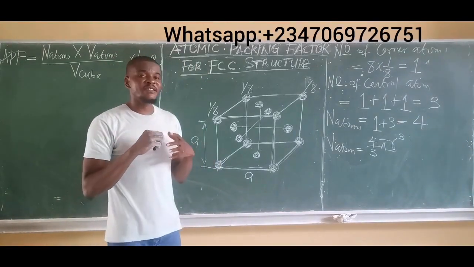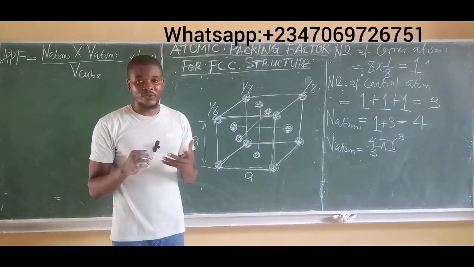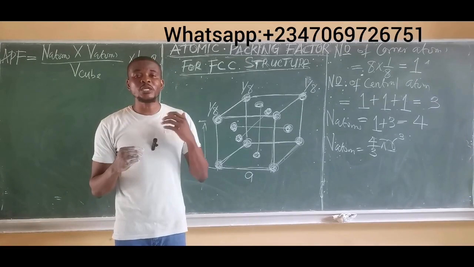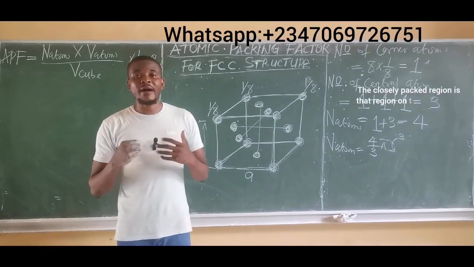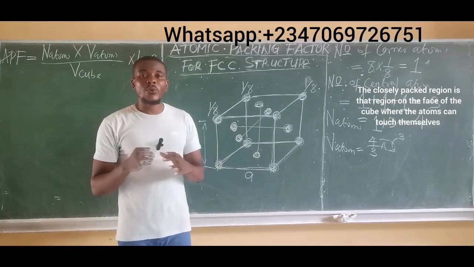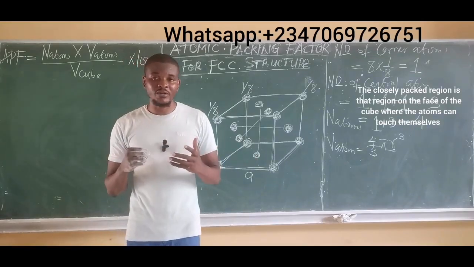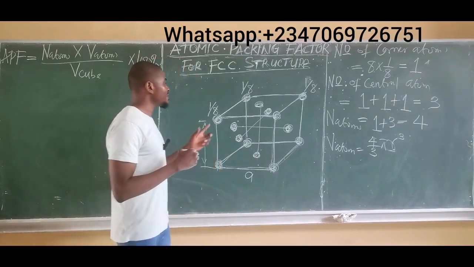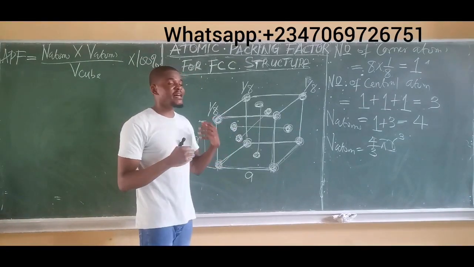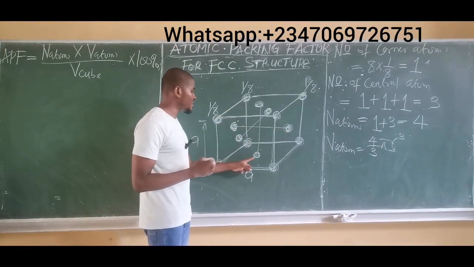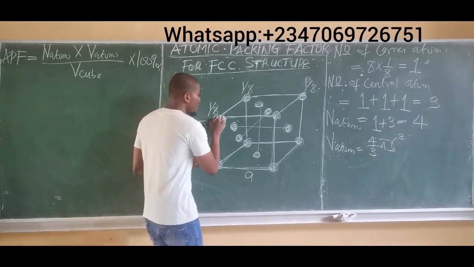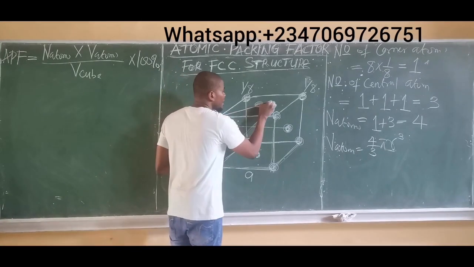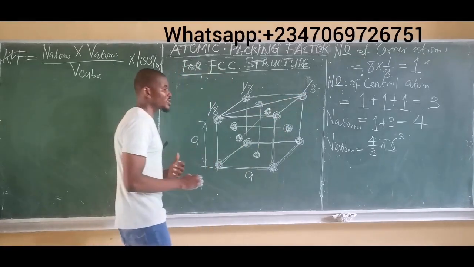Now, we need to express the lattice parameter as a function of the radius. To do that, we need to identify what is called the closely packed region. The closely packed region is that region on the structure where the atoms can touch themselves. In this case, since I have a central atom at each of the faces, you realize that if I draw a diagonal line from here through the center, these atoms can actually touch themselves.